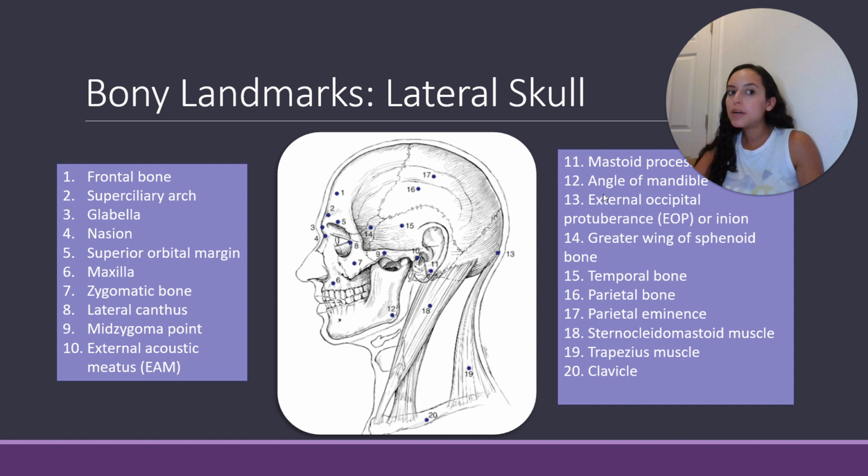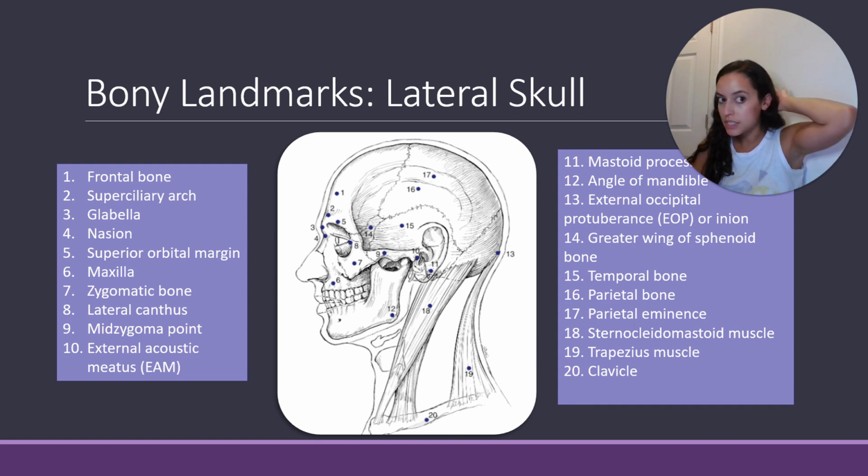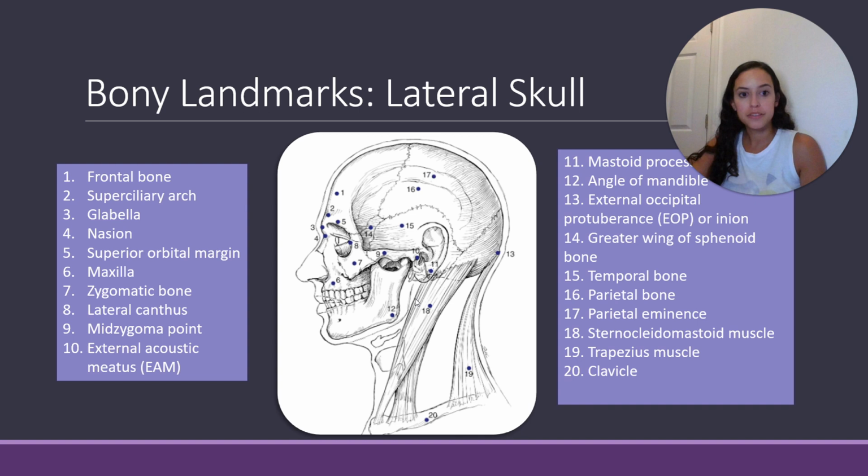The angle of mandible, like we mentioned in the previous image, is the angle of your jaw. Your external occipital protuberance, or the inion. So that's actually number 13. That's in the back. So occipital bone. The occipital bone is the one in the back where your occipital lobe is, and the external occipital protuberance. Protuberance means something that's jutting out or coming out. So it's like a little notch on the back of your head.